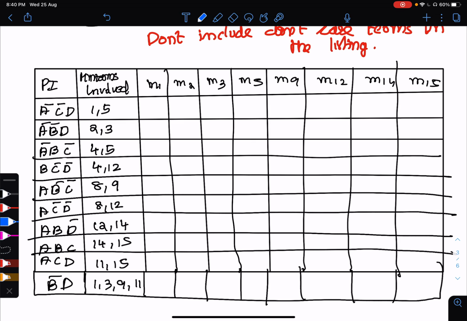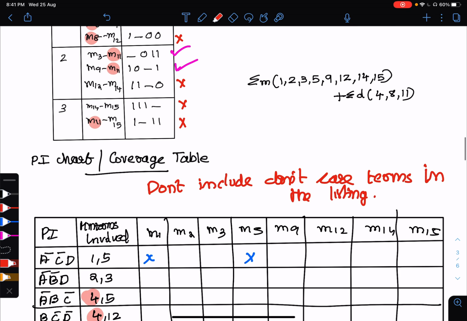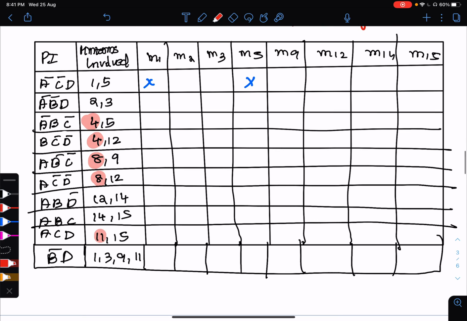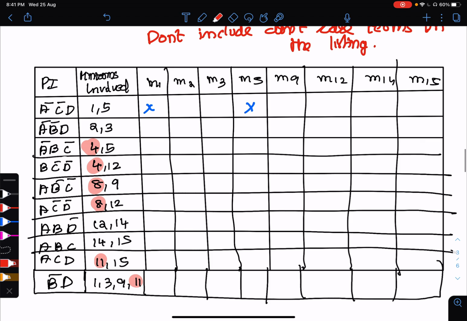Next thing is, these all are the columns and this is the rows. So here the minterms are 1 and 5. Just cross that 1 and 5. And before that, one more thing I need to add: just note which are the don't cares. So here 4 and 8 are the don't cares. Please note that, it will be useful later.